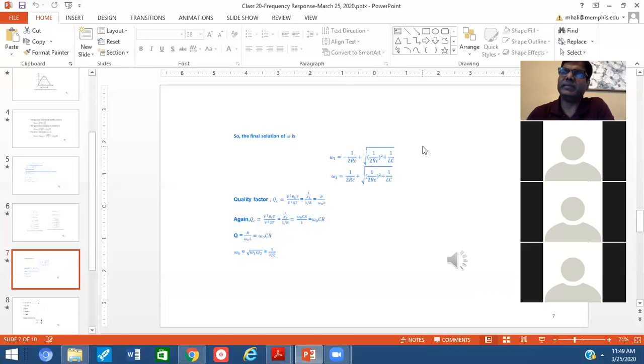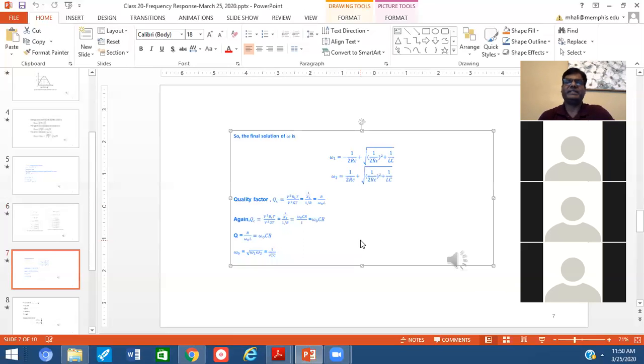Similarly, we did this on Monday's class for the series resonance. Exactly similarly, we are doing everything the same; the only difference is that today we are discussing the parallel resonance. Okay, then moving forward in this slide, as you can see, I am saying quality factor Q.